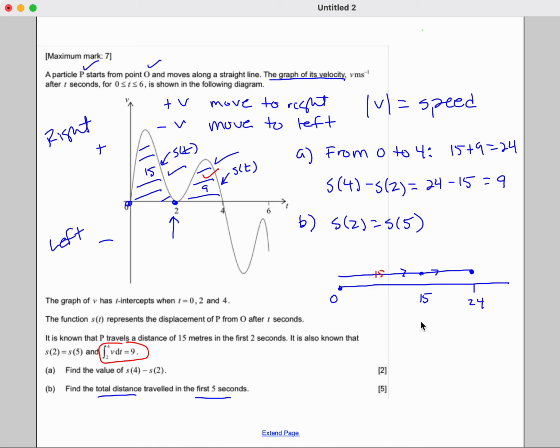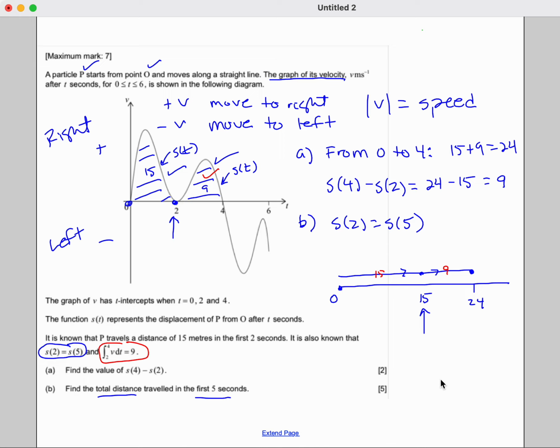Okay, so here comes the sort of tricky part, which is what happens from 4 to 5 seconds. Well, they tell us that S of 5 is equivalent to S of 2, right? So that means that at the end of 5 seconds, it has the same displacement as S of 2 did. And S of 2 had a displacement of 15 meters. And before I continue, let me just write in here that this distance is 9.